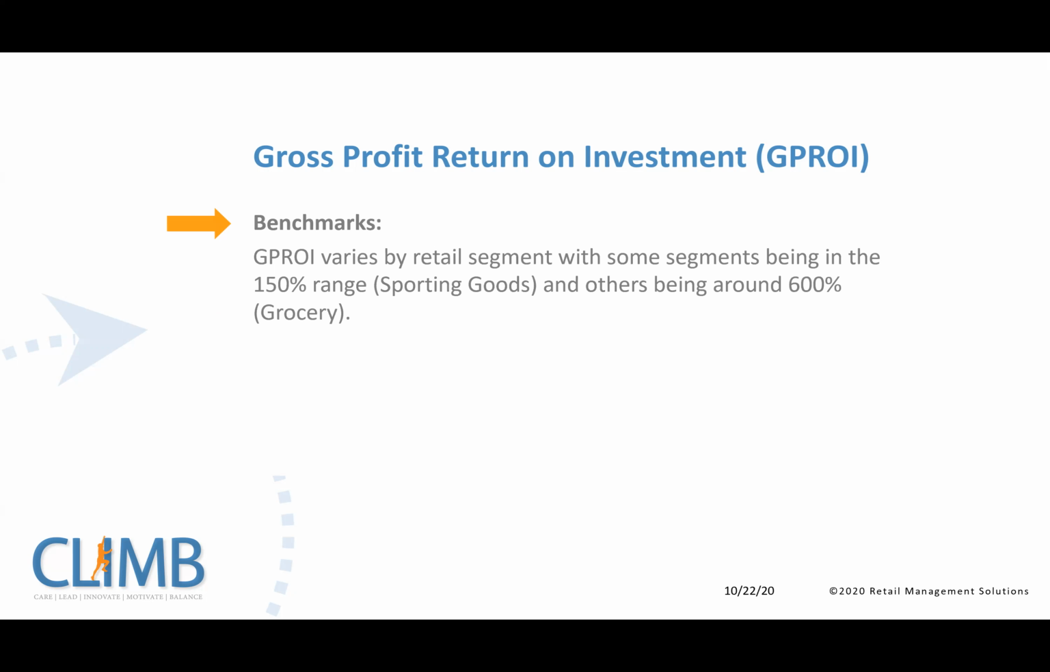Let's look at some benchmarks here. GPROI varies really by retail segment, with some segments being in the 150% range. That really comes from sporting goods on the low end, to others being around 600%, the high end. And that's the grocery world where they're turning just really rapidly and moving through inventory quickly.